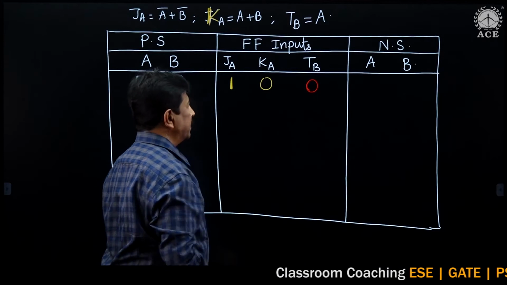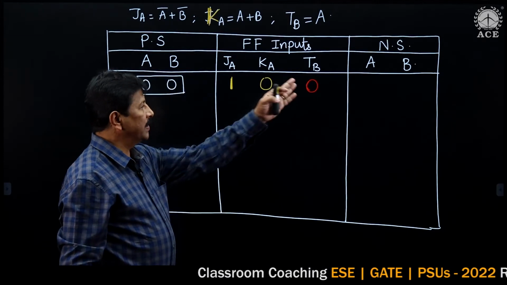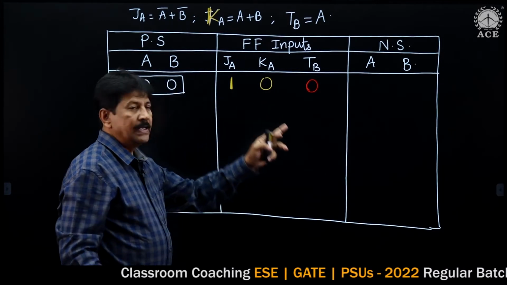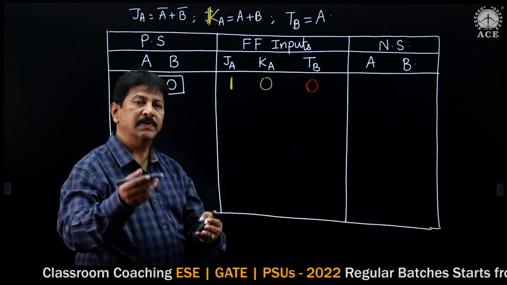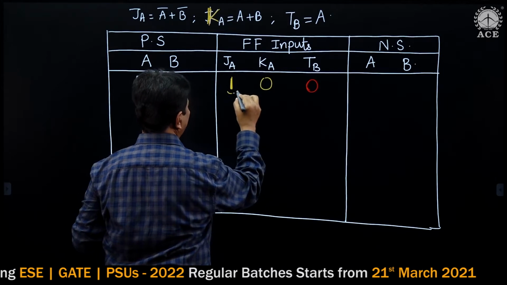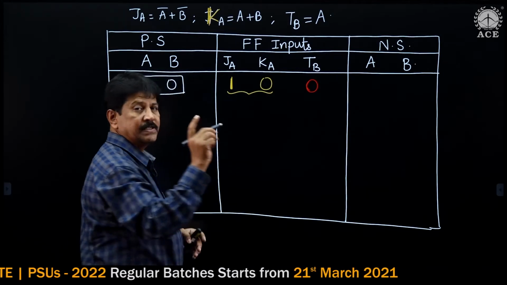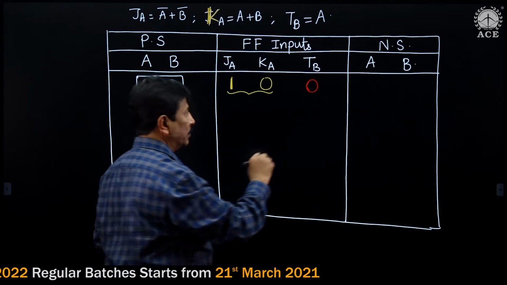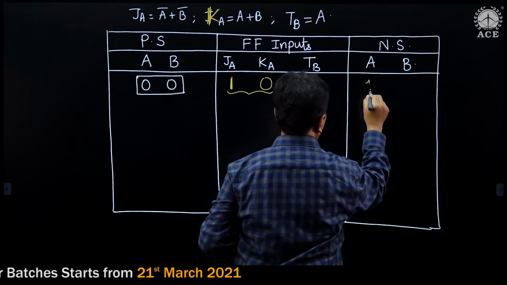Okay, fine. So, now we have to find with this information what is the next state with the help of JK flip-flop truth table as well as T flip-flop truth table. For example, for a JK flip-flop, if input is 1, 0, I know that its output is 1 from the truth table. I know this information. So this is going to be equal to 1.